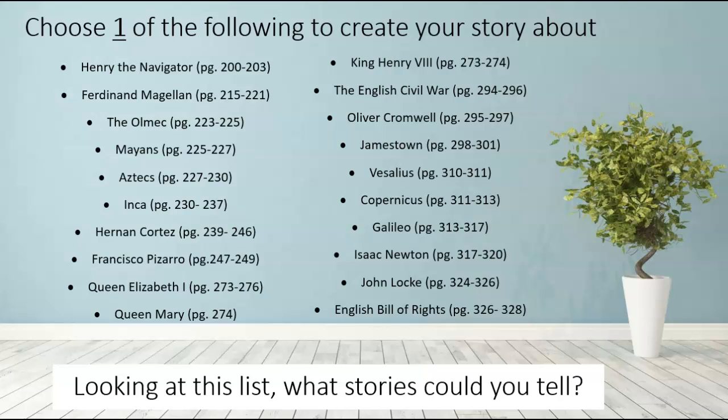Regardless of what type of story you're going to do or how you're going to complete this assignment, you need to create a story about one of these people or these events that happened in Unit 2. And so here is the person's name or the event in the case of the English Civil War, and what pages of the textbook information can be found about them. Use this as a resource and make sure that you are choosing somebody off of this list or you will not have your assignment graded.